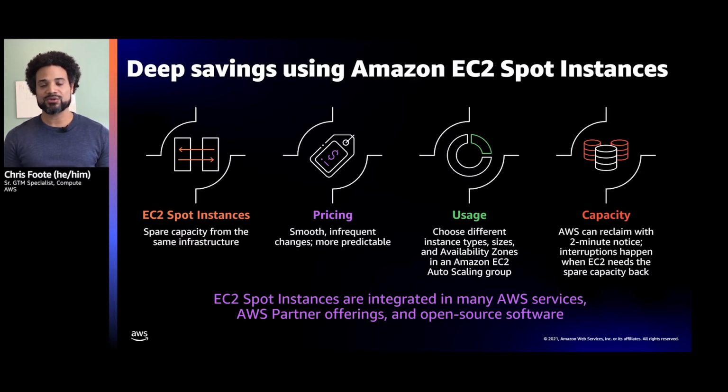So we encourage customers when leveraging Spot to be instance flexible. And this means leveraging Spot across different instance types, sizes, and availability zones, and ideally leveraging an Amazon EC2 auto scaling group, because this makes it much easier to leverage Spot best practices, in this case, instance flexibility.